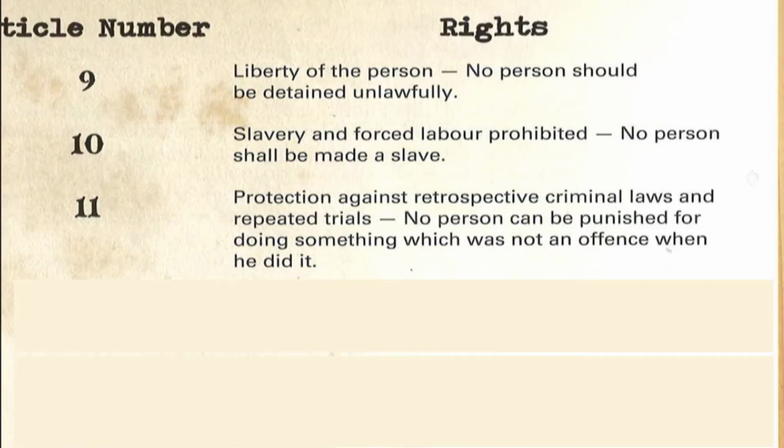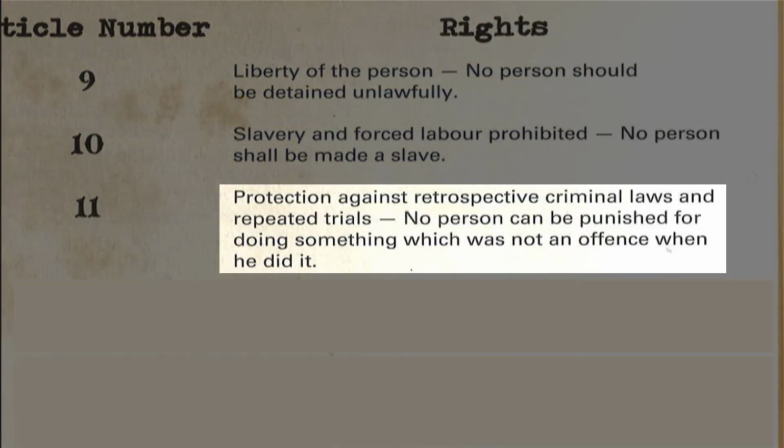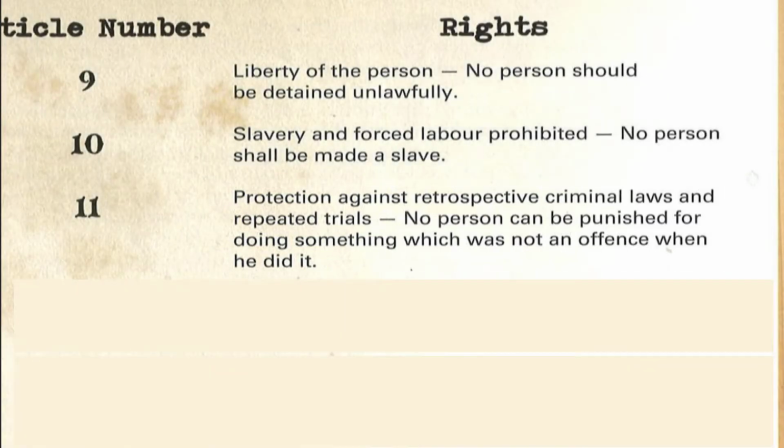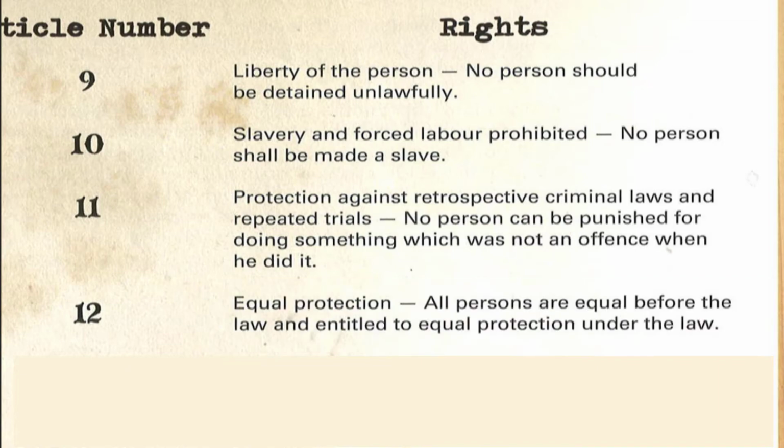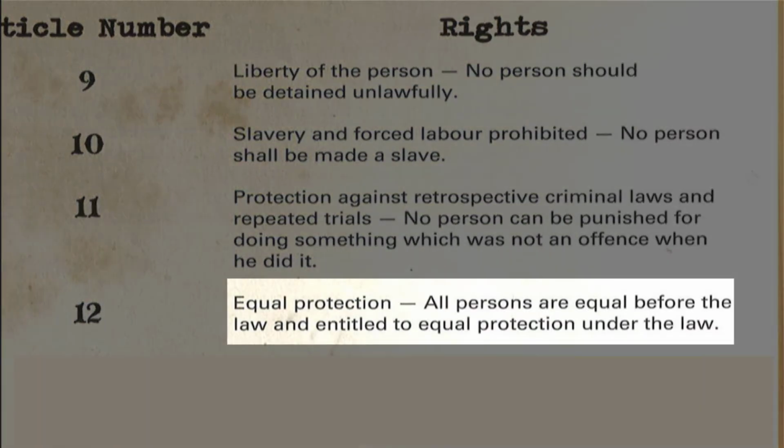Number 11, protection against retrospective criminal law and repeated trials. No person can be punished for doing something which was not an offense when he did it. When a person commits an act, but it is not a crime because it's not in the law, then he shall not be penalized for it. Number 12, equal protection. This applies to all people before the law, and they're entitled to equal protection.